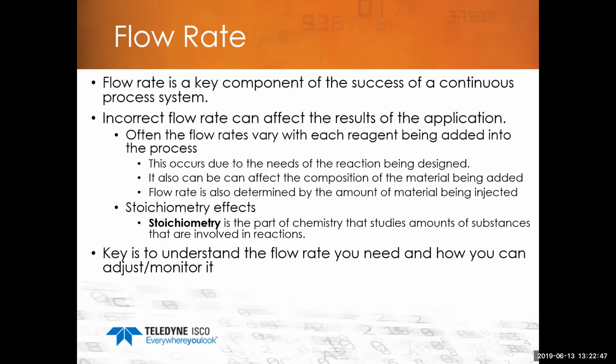Okay, flow rate. It's a key component of success of a continuous process system. How fast the material flows through, or how fast the varied flow rates of 2 or 3 different types of materials. You could have chemical A, chemical B, chemical C, that need to be moved into the reactionary area at different rates, which would also mean that different volumes of those materials are going into the reactionary area, and you need to make sure it's precise. Or maybe not. Maybe you don't need it to be precise, but that's a consideration.